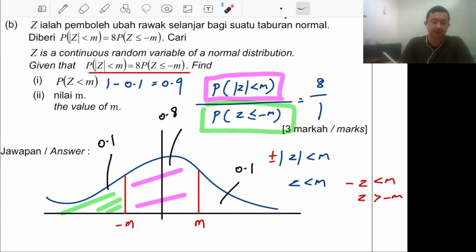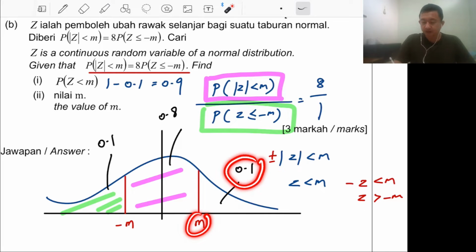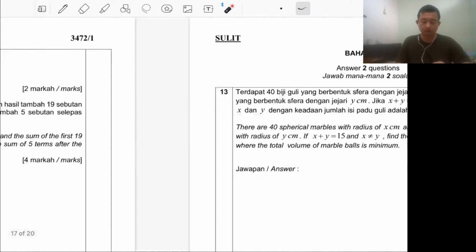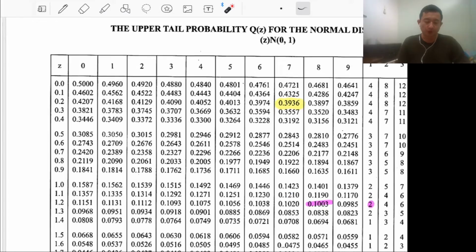Okay, now the second step is to find the value of m. If you want to find it, you have to refer to the table. If I want to find the value of m, I just have to look at this probability. The probability is 0.1, so I look at the probability of 0.1 and hence find the value of z. Look at your table, 0.1 for probability.